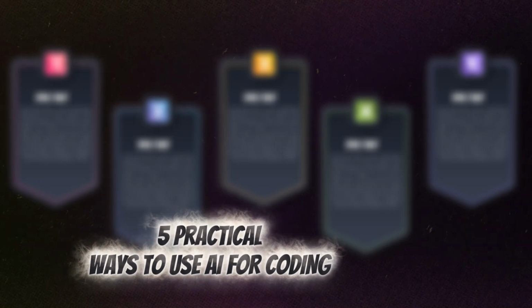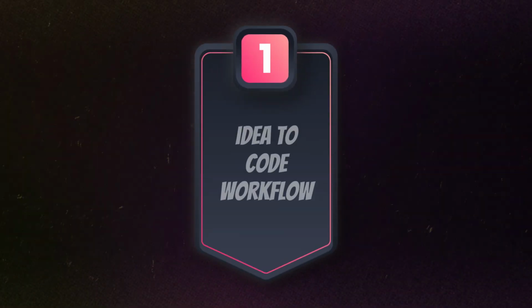So, 5 practical ways to use AI for coding. To begin with, method number 1 would be the idea to code workflow.